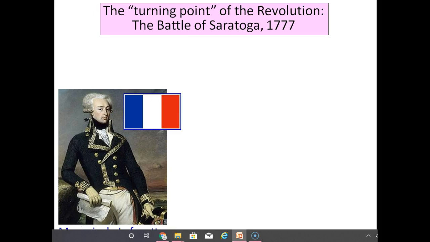Part of what made this happen was this young man here on the left-hand side, Lafayette. Lafayette Square, if you've ever been to Lafayette Square in D.C., that is this man right here. He was a Frenchman, and he was responsible for persuading the French to join the Americans in the Revolutionary War.